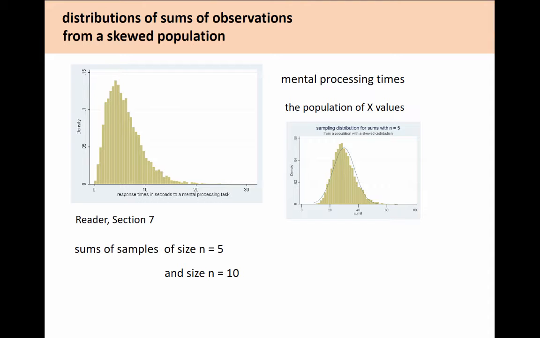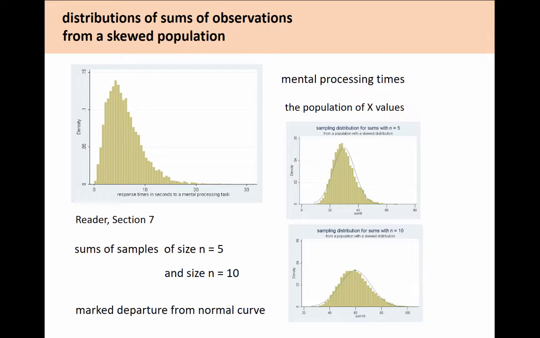And this time, because that distribution is quite skewed, it has a long right tail, the sampling distribution for sums of size 5 really doesn't look like the superimposed normal curve. And even when we look at the same graph for samples of size 10, there's also quite a bit of daylight between the histogram boxes on the right and the superimposed normal curve. So I'm going to say that these distributions of sums show a pretty marked departure from the normal curve.